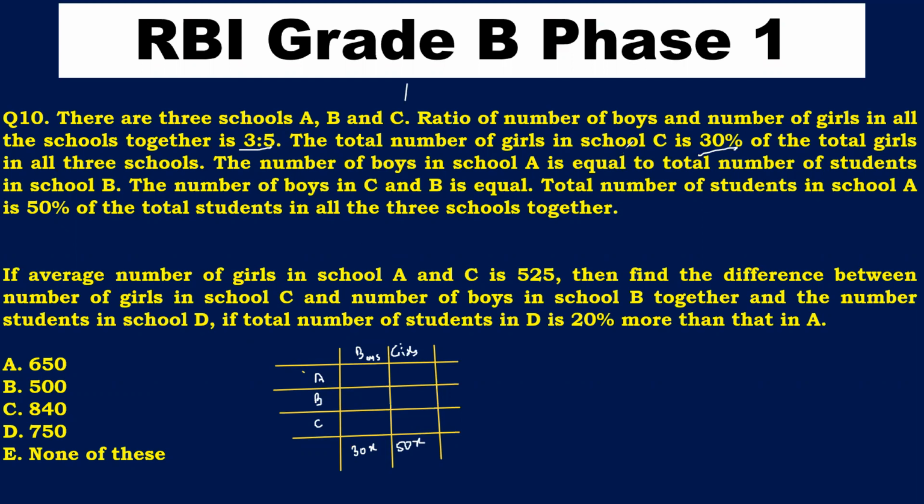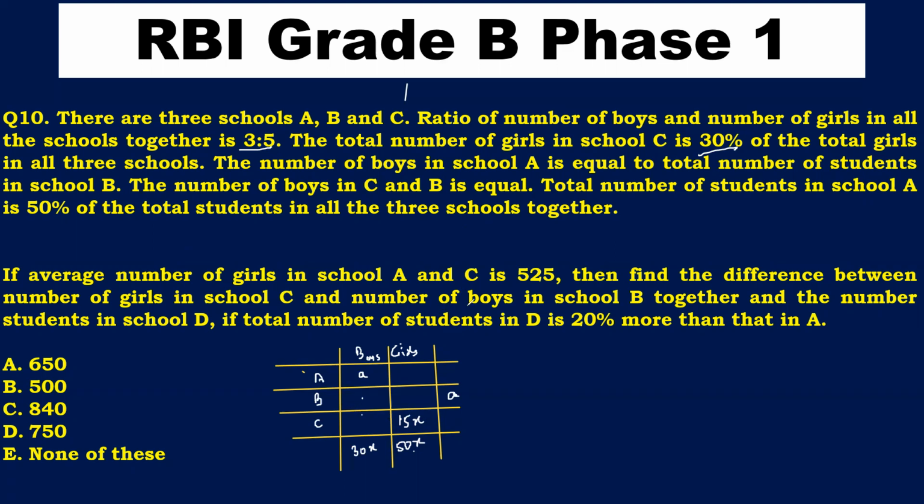Now it says the total number of girls in school C is 30% of the total girls in all schools. So if total girls in all schools is 50x, its 30% are in school C. That means 15x. Also, we know the number of boys in school A is equal to the total number of students in school B. So if I say this number is A, this number should also be A. Total students in school B should also be A. What else we know is, last point, the number of boys in C and B is equal. These two figures are equal.